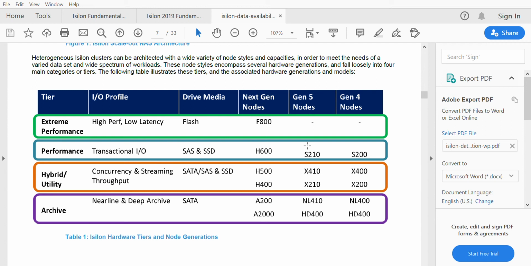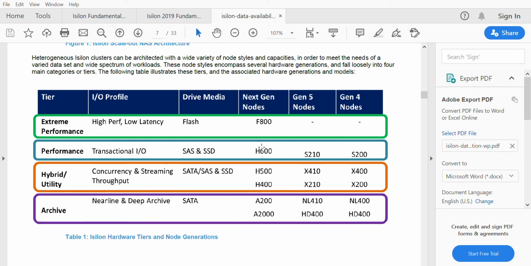And the new generation, the Gen 6 node, came with a different model and a different numbering pattern. EMC came with the Gen 6 series of nodes where they introduced a full flash array, that is the F series, which has the F800 node. For transactional IOPS they replaced the S series with the H series, and H600 is for transactional. They also brought H500 and H400 for concurrency and streaming, all into a single H series. And they brought A for archive, the 200 and 2000 series.